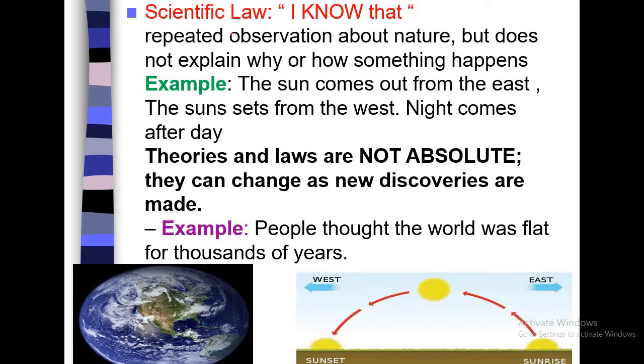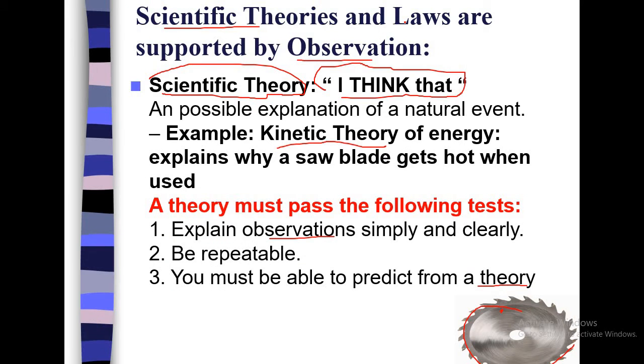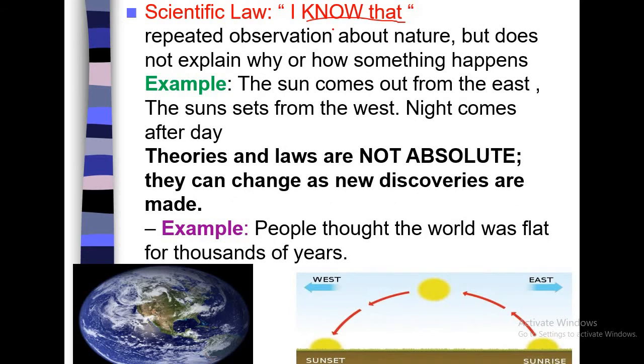Scientific law. Scientific law means "I know that," while scientific theory means "I think that." A scientific law is a repeated observation about nature, but it does not explain why or how something happens.